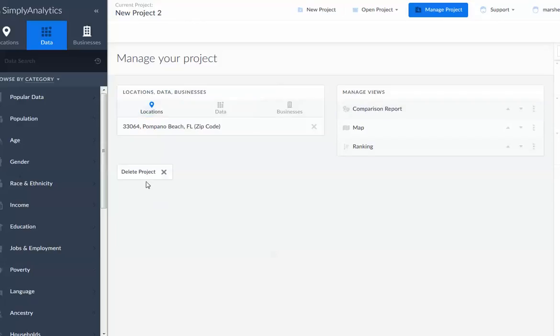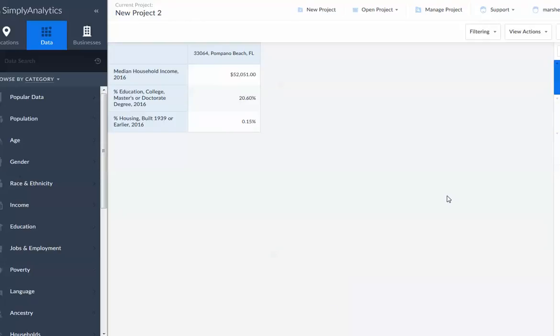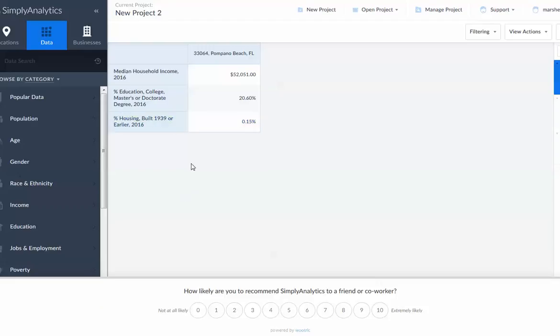And I do that for location. And so now I'm going to look at the comparison report. And so here you see the three variables. We have the median household income, the education, and 0.15% of the housing is built in 1939 or earlier, which is a very weird data point. Not sure exactly why we have that.